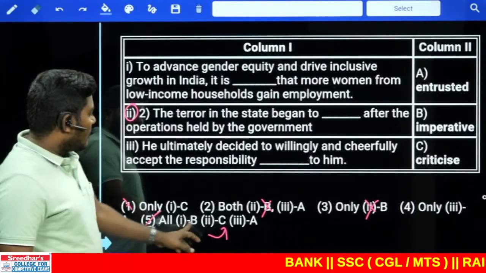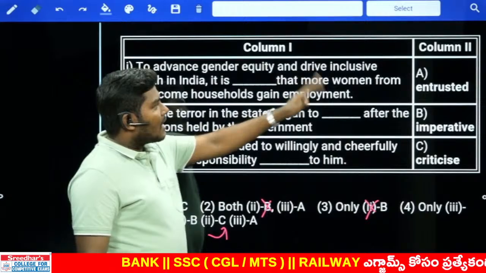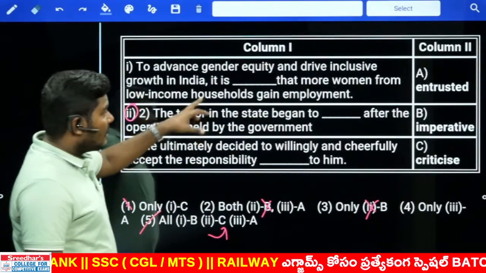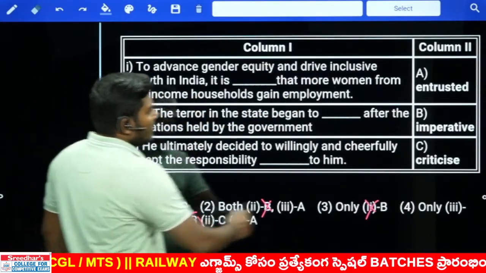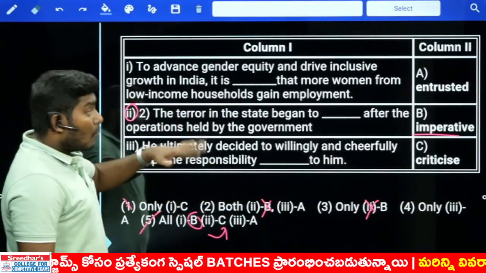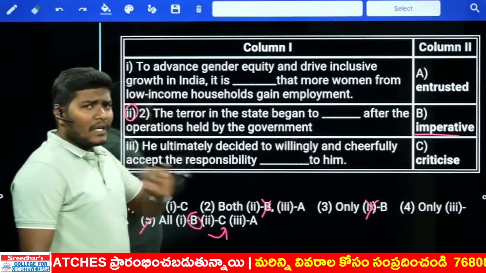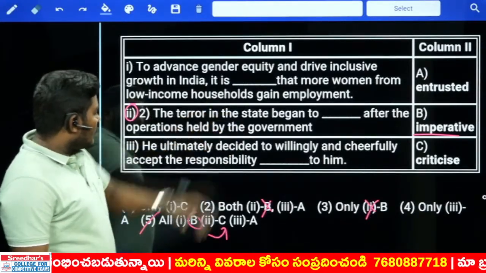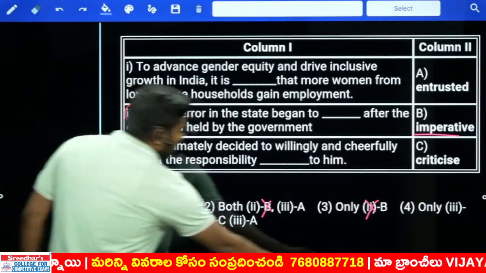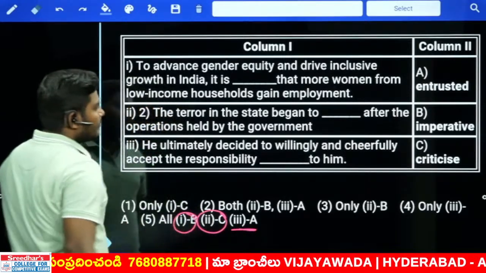Let us check with the Roman number 1 with B. What is there? To advance gender equality and drive inclusive growth in India, it is what? It is imperative. That means it is important that more women from low income households gain employment. Imperative is very clear and important. So absolutely that is possible. First pair is also fine. 1B is fine and also 2C is fine. Let us check with 3A.